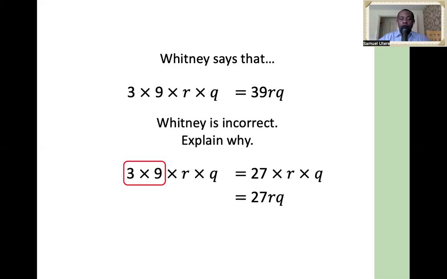Of course not. The concept in algebra is that when we write our algebraic variables, we write them in alphabetical order. So we know when we do the letters of the alphabet, Q comes before R. So the proper way to write it is 27QR.